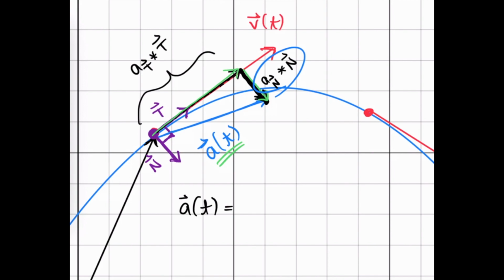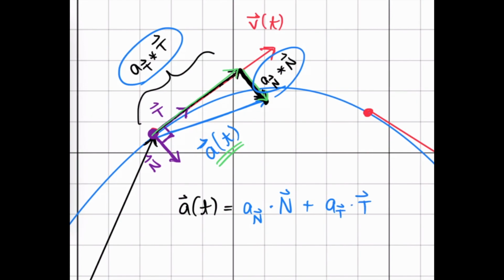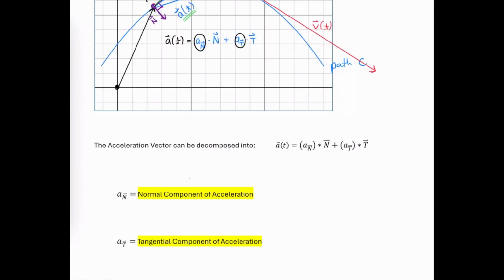In other words, the acceleration vector can be decomposed into the sum of two vectors, one of which is a vector in the direction of the normal vector. So we'll say the normal component times the unit normal vector, plus the other one is a scalar multiple of the unit tangent vector, so we'll say the tangential component of the acceleration vector. This scalar multiple is called the normal component of acceleration, and this scalar multiple is called the tangential component of acceleration. So here we have that summarized. Again, this is just a scalar multiple of the unit normal vector and a scalar multiple of the unit tangent vector.